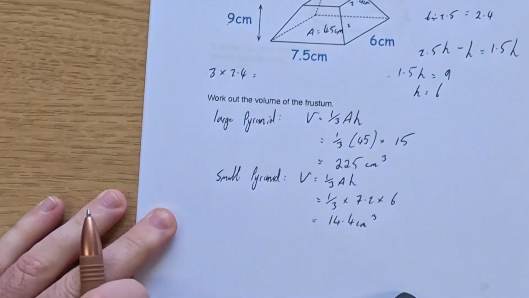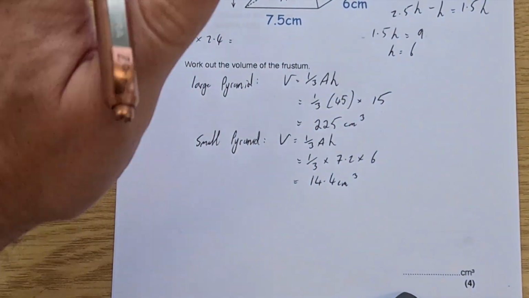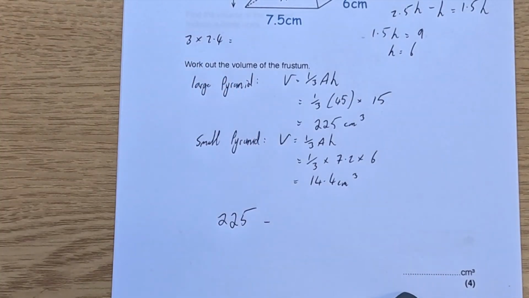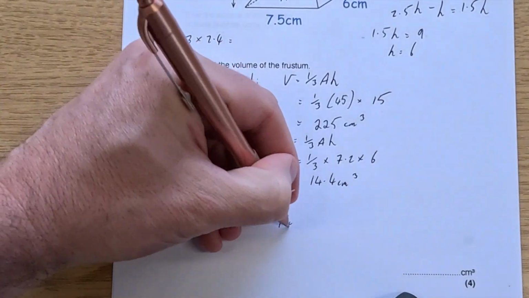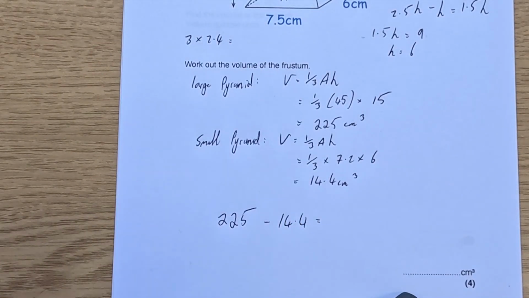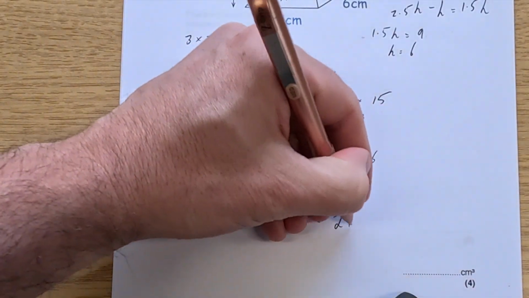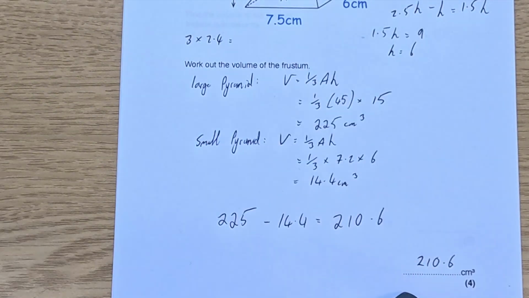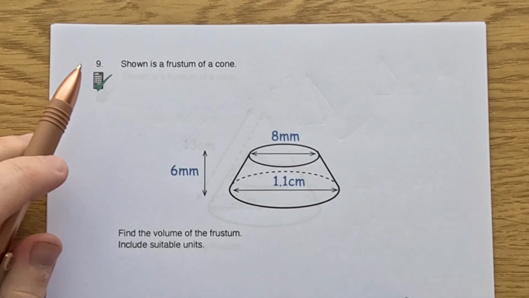So this is fantastic. We now know the volume of the larger pyramid that we started with, which was 225. We know the volume of the pyramid that's been removed, which is 14.4. And if we take them away, that'll tell us the volume of the frustum. So 225 take away 14.4 is equal to 210.6 centimeters cubed. And that's it. Okay, let's have a look at our next question, question number 9.